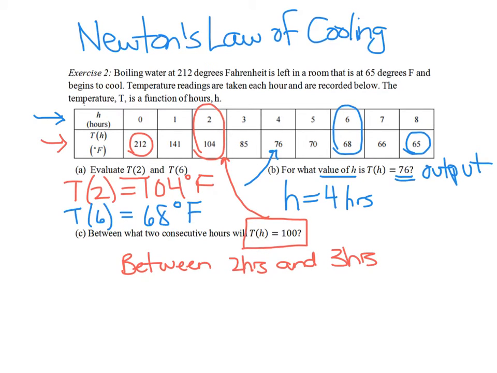Now, we're never going to say, oh, it was exactly 2.5 hours, because we don't know right now, according to this table, exactly when between 2 and 3 hours it was. Instead, we'll just be able to ballpark it and say, okay, I know it had to happen between 2 hours and 3 hours.